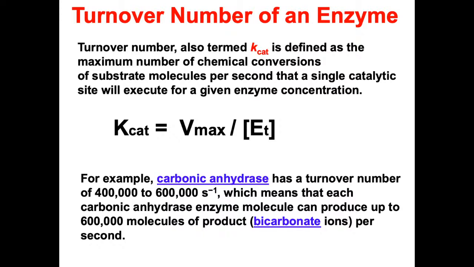Then the turnover number of an enzyme, which is also termed k cat. This is defined as the maximum number of chemical conversions of substrate molecules per second that a single catalytic site will execute for a given enzyme concentration. So k cat equals Vmax divided by Et. You can calculate the turnover number by this. For example, for carbonic anhydrase the turnover number is around 600,000 per second, which means that carbonic anhydrase will produce around 600,000 molecules of product per second.